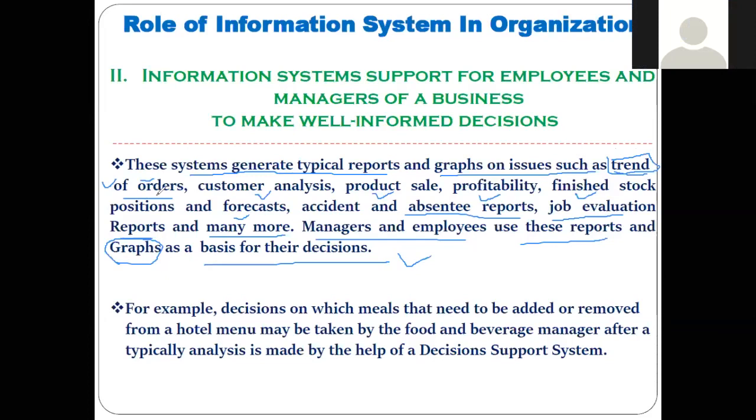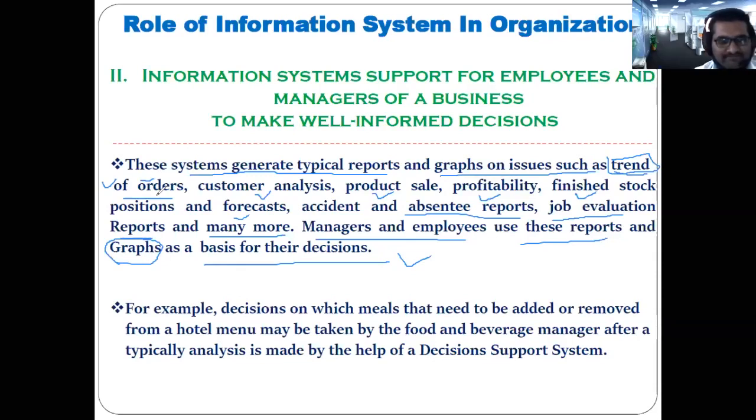Yes. Suppose the information system tells you the trend of orders during the evening is high, during the afternoon it is slightly less, and during the morning it is even less, correct? Then what kind of decision can be taken by Mayur? Now during the evening there is no problem. Yes, more staff will be required in the evening. Correct. That is one decision that can be taken.